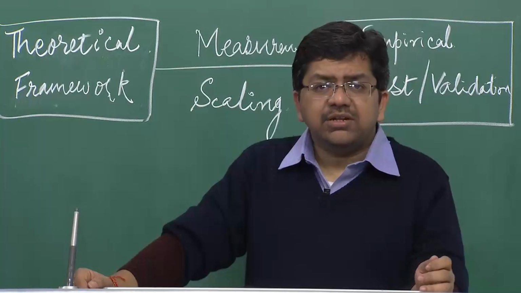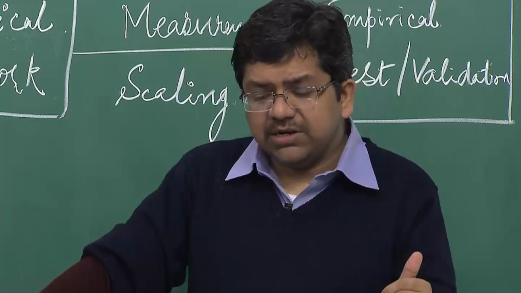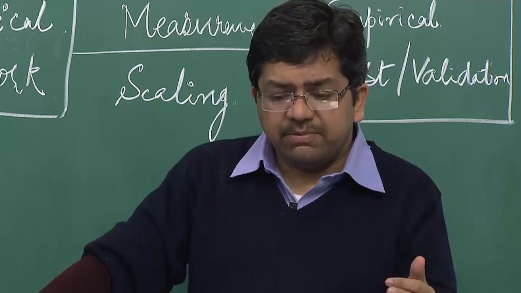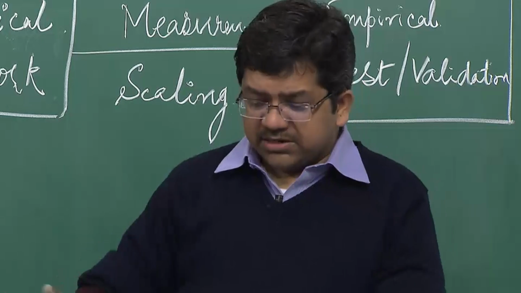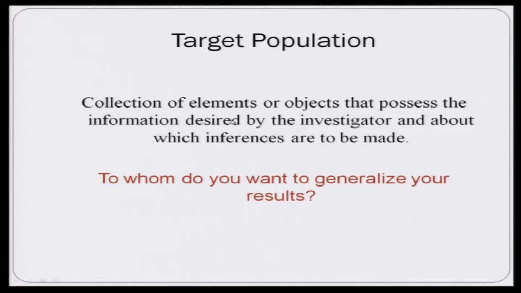You will find that in marketing we deal with samples, drawing representative samples of the population and then drawing inferences about the population based on the sample estimates. This sampling and data collection process is illustrated in this slide. As you can see, first you define the population. I discussed what the target population is. A very easy way to understand your target population is to ask yourself, to whom do you want to generalize your result?